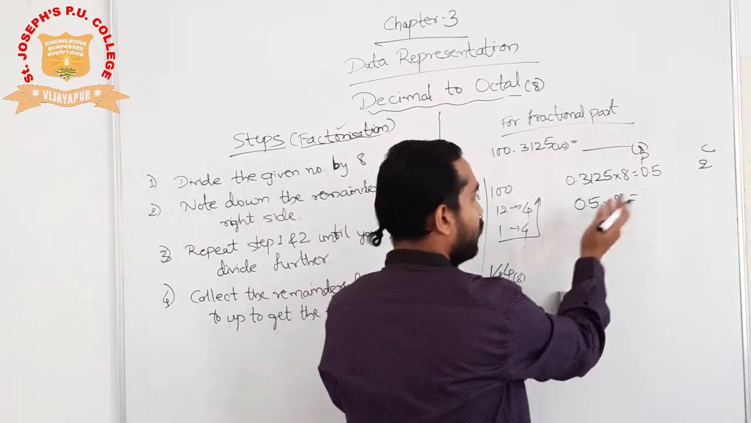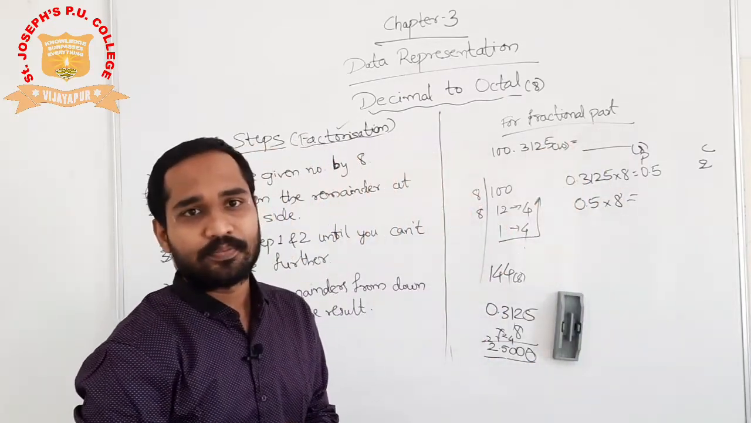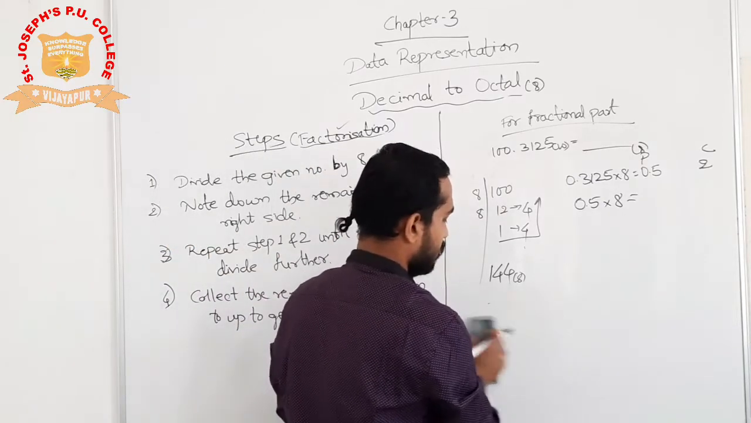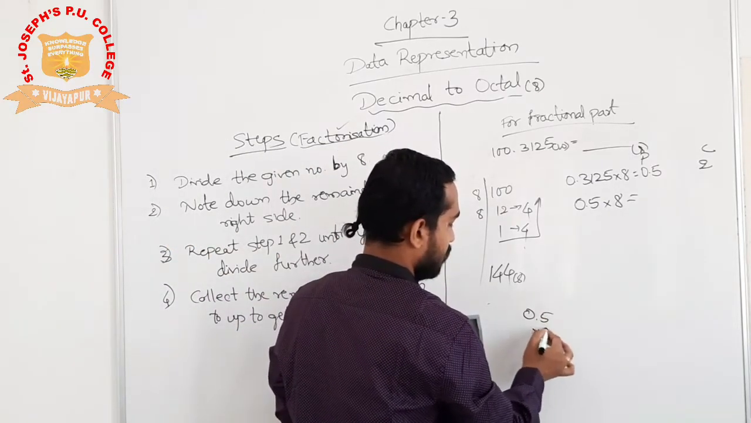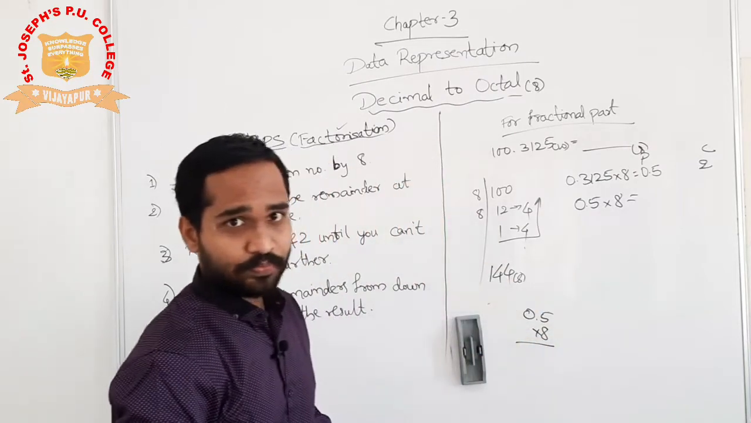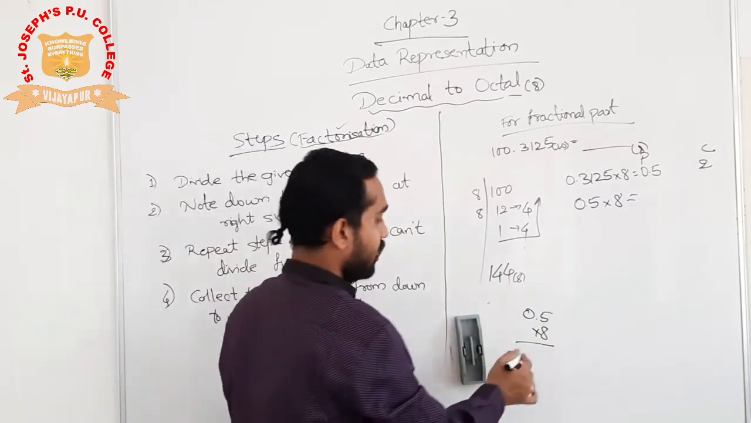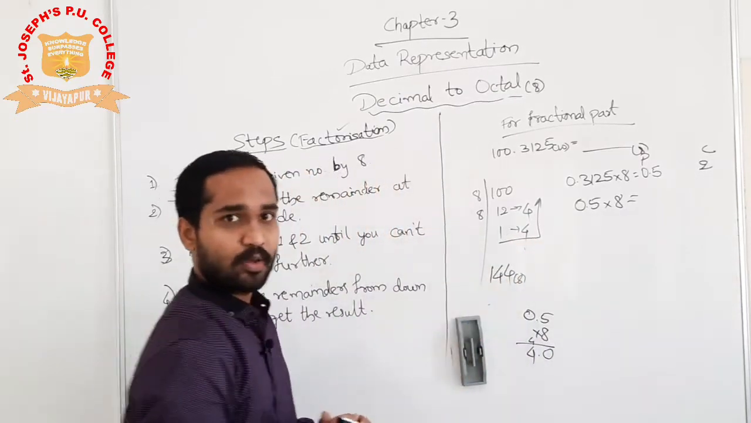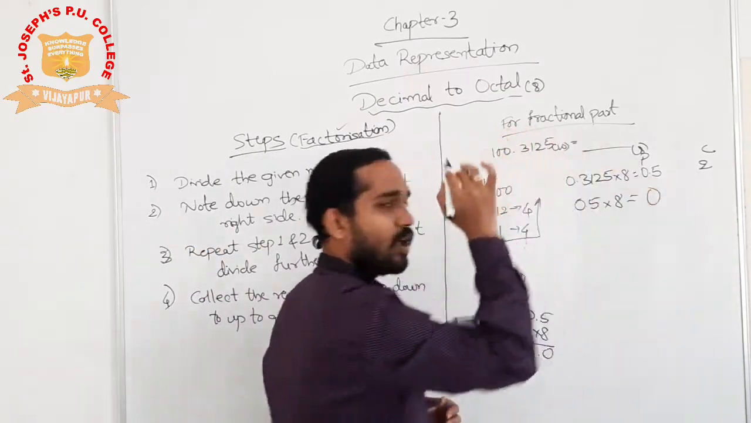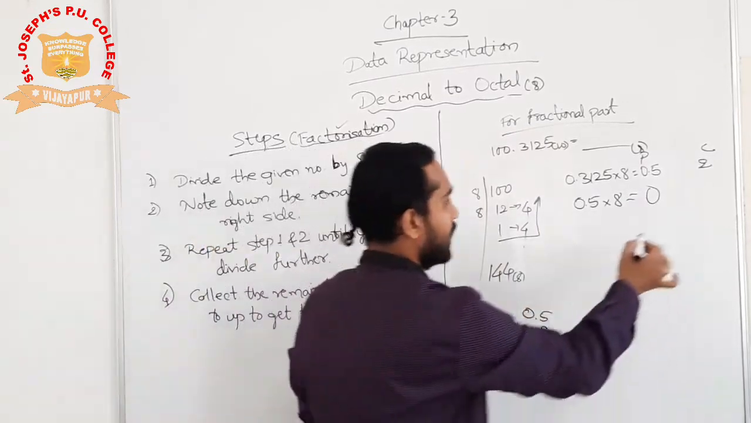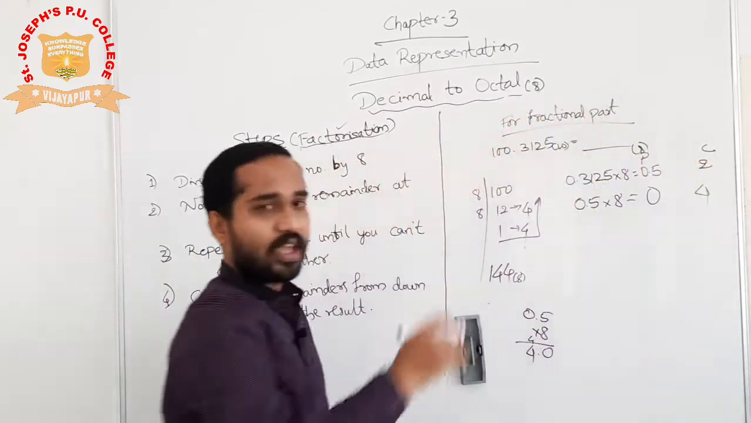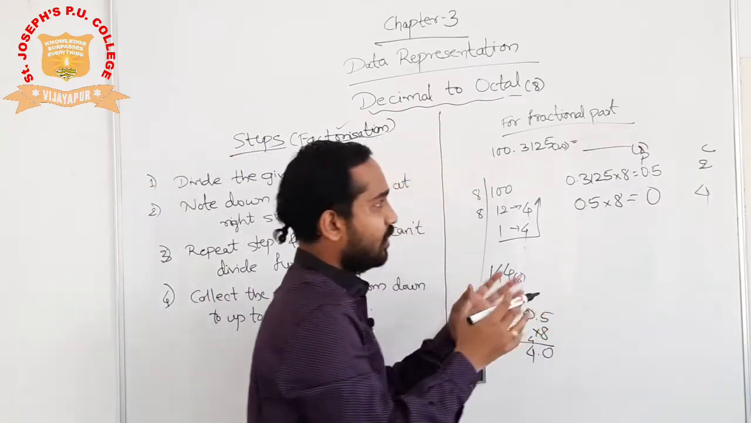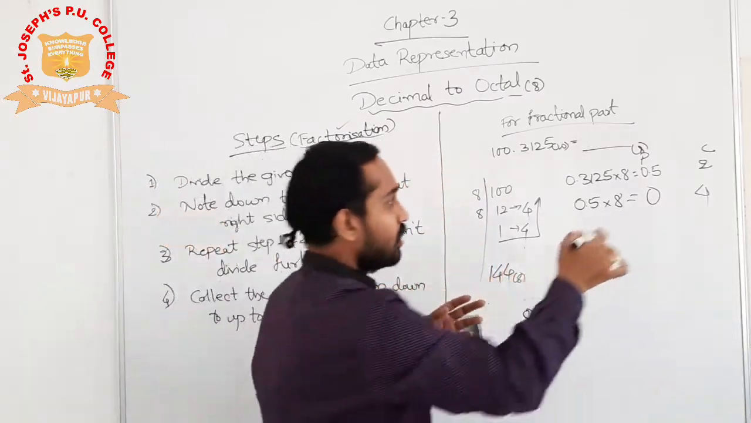Okay. So 0.5 into 8. What is the answer? You have to say it without calculating also. You have to be fast in maths. Okay. 8 5s are 40. 4.0. 4.0 means the product part is 0. The carry part is 4. Am I right? Correct?